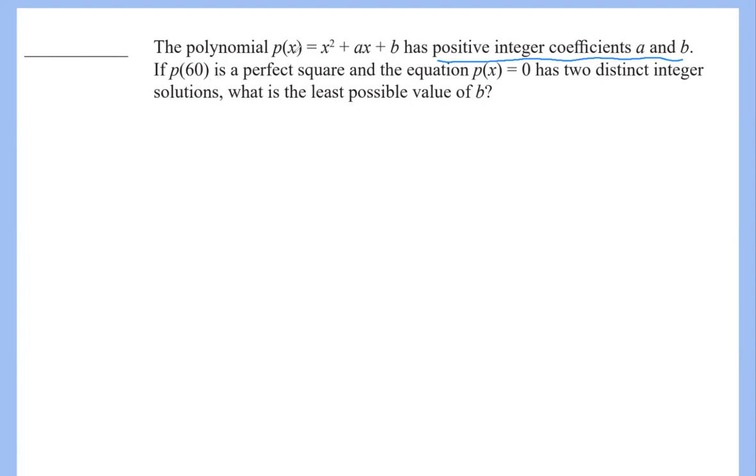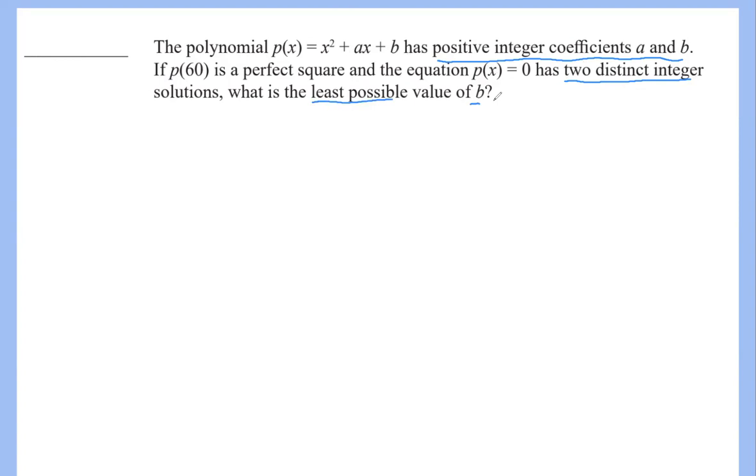And P of 60, when you plug 60 into this expression, we get a perfect square. That's another piece of information, but it doesn't really give us much, because if you plug 60 for x, you get 60 squared plus a times 60 plus b, but you never know a and b, which is why it's not really obvious what to do with that. And the equation has two different integer solutions. Based on this, we're looking for the least value of b.